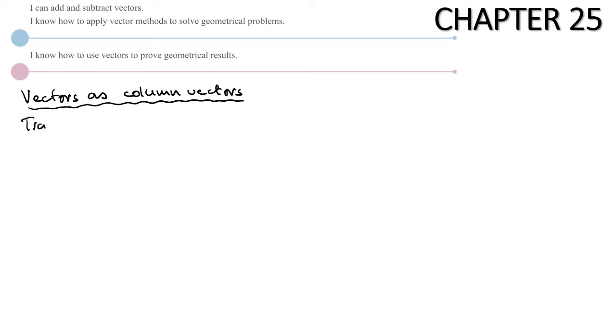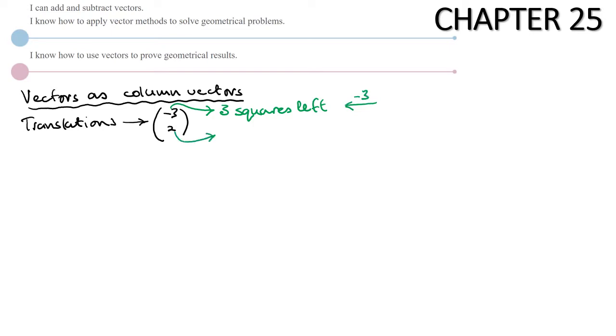translations. So you'll remember with translations, you can write a translation like this. And what this tells you is that we go, this would be 3 squares left. You basically move your shape 3 squares that way, and then the 2 means 2 squares up. So you do both of those things together.